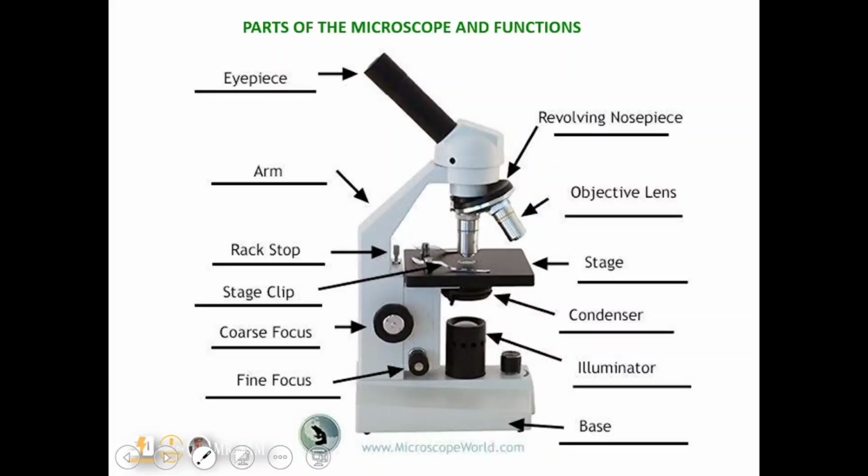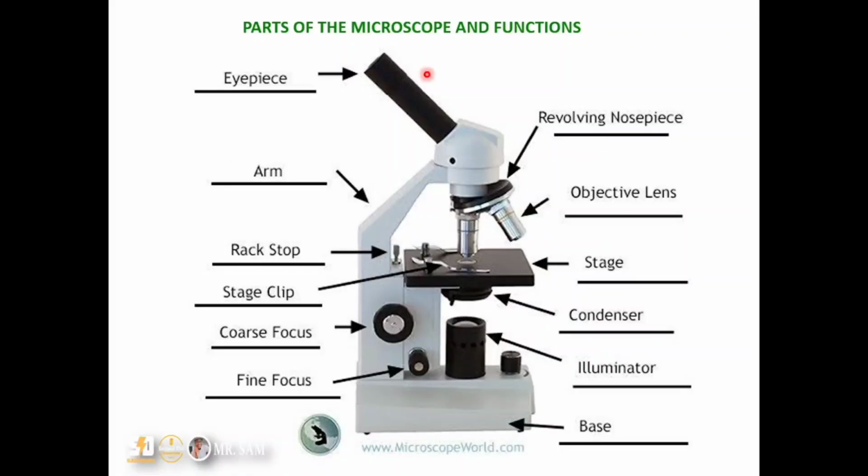Let's quickly look at the parts of a microscope. We have here the eyepiece, and then the revolving nose piece. We'll mention what their uses are very soon. We have the objective lenses, close to 3 or 4 objective lenses here. Then we have the arm, the rack stop, the stage, and the coarse focus, or the coarse adjustment knob. Then we have the fine focus, or the fine adjustment knob. Now this is an illuminator, that is the source of light, and this is the base, the condenser, and then the stage. Let's quickly look at the functions of these different parts.